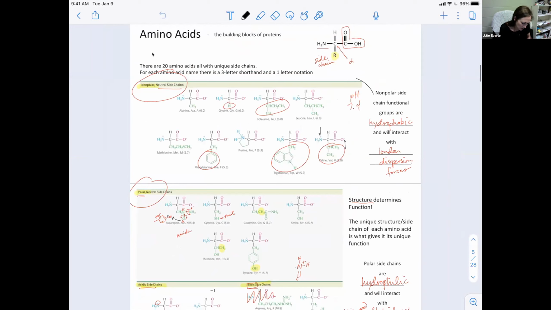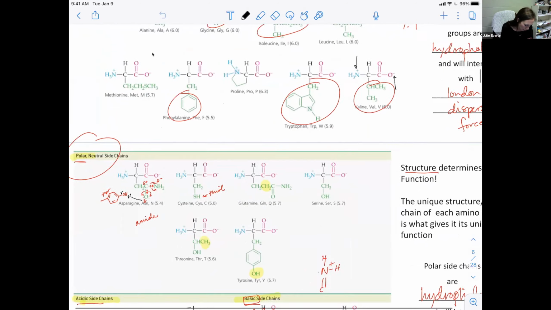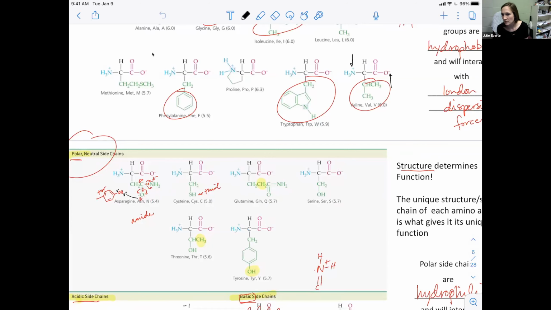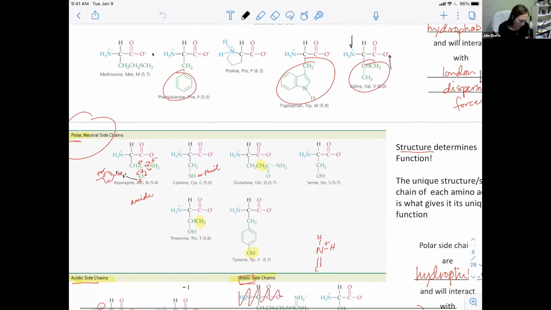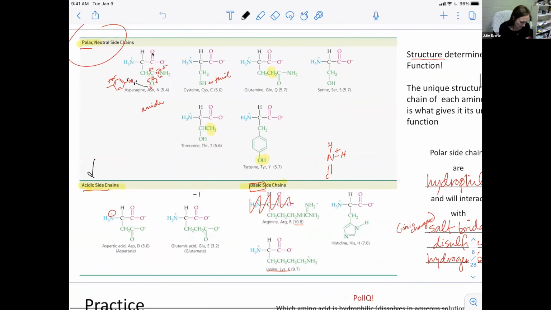And your options are, okay, I think an amino acid with a non-polar side chain would interact with this part of my substrate. Or I think an amino acid with a polar side chain would interact with this particular part of the substrate. Or I think an amino acid with an acidic side chain or an amino acid with a basic side chain. So you got 4 things you can choose from for your answers on these questions on the lab.